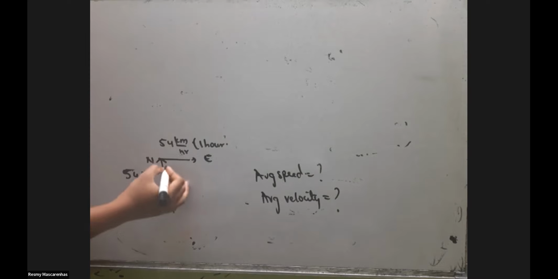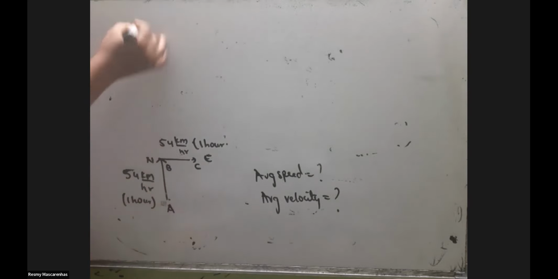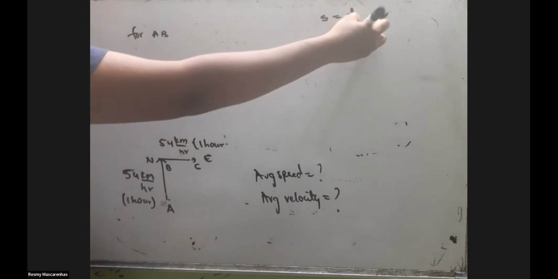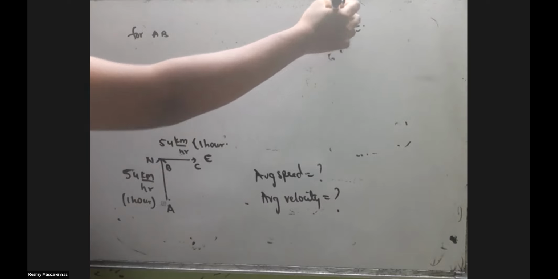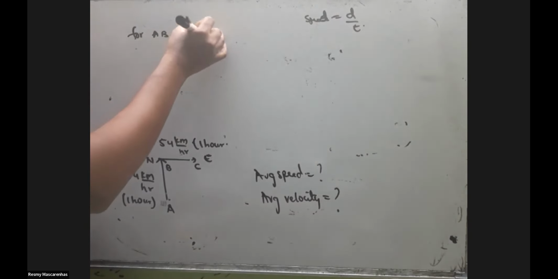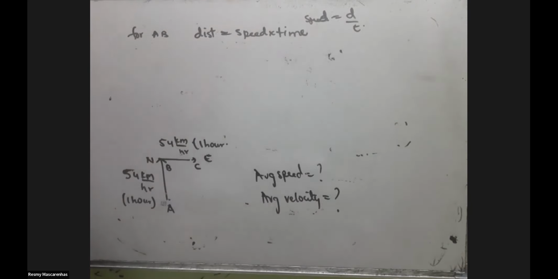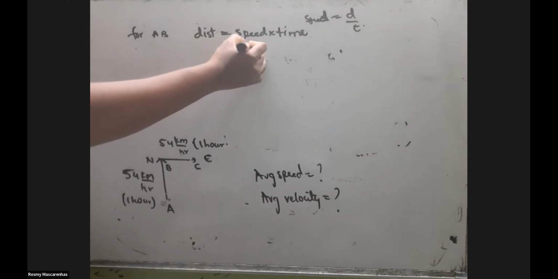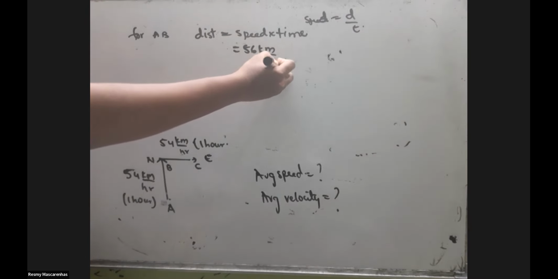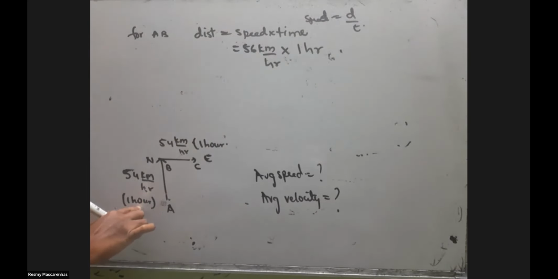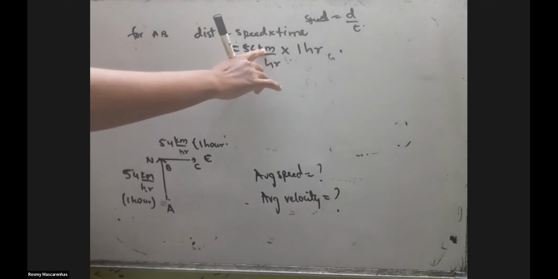We'll name the points A, B, and C. So for A to B, what is the formula? Speed is nothing but distance upon time. So distance is always speed into time. Speed is given as 54 kilometers per hour, and this is 1 hour. Everything is in terms of hours, so either we'll convert it later on or we could convert it first.